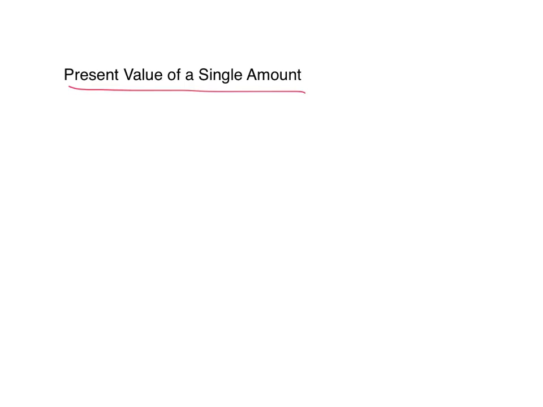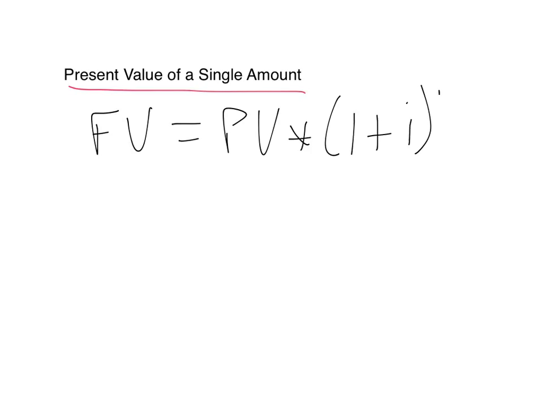So you may recall in the previous video we saw that the future value of a single amount is equal to that amount, the amount that we put in the bank, the amount that we save or invest today, multiplied by 1 plus the interest rate to the nth power, where n is the number of periods we hold that principal in the bank, the number of periods that we invest the money. So future value is equal to the present value multiplied by 1 plus the interest rate to the nth power.